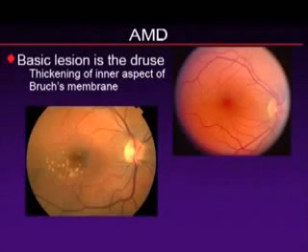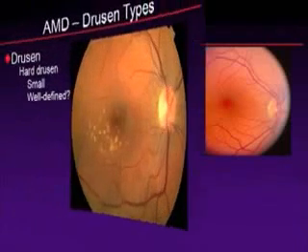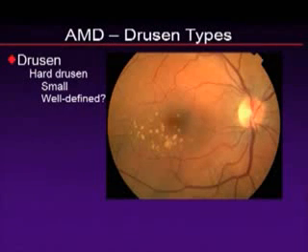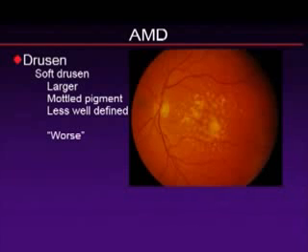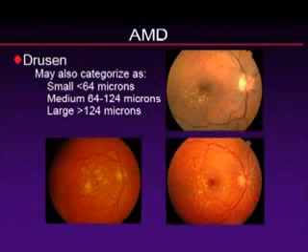The basic lesion, as we just talked about, is the drus, or plural drusen, and this represents thickening of the inner aspect of Bruch's membrane. You see a normal, healthy retina in the upper right corner, and then you see the drusen accumulating in the macula in the lower picture. And we classify drusen as hard drusen, which can be small and well-defined, or they can be soft drusen, which can be less well-defined. And each type of drusen does have a difference in prognosis. We also categorize drusen as small, medium, and large. And this really just gives us an idea of the severity of the disease. Small, hard drusen are usually better than large, soft drusen.